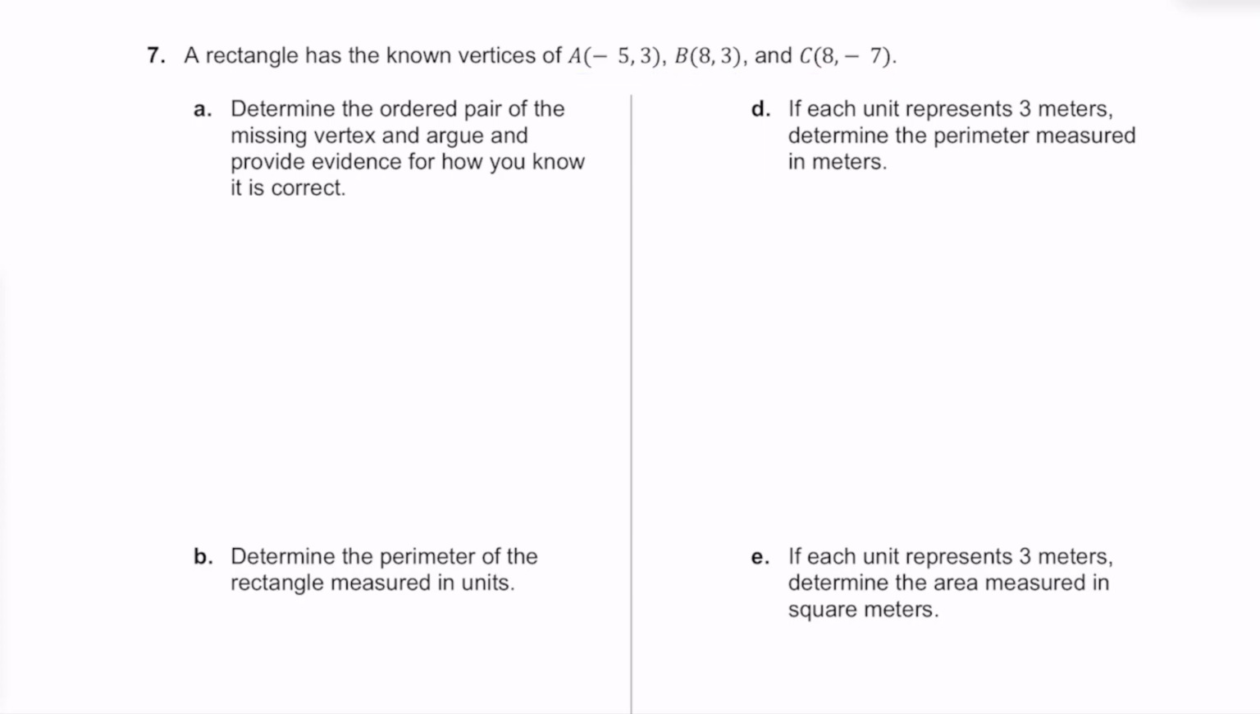We're going to go ahead in part A here and determine the ordered pair of the missing vertex, because it has to have 4 if it's a rectangle, right? And they only gave us 3. We're going to argue and provide evidence for how we know that is correct, right?